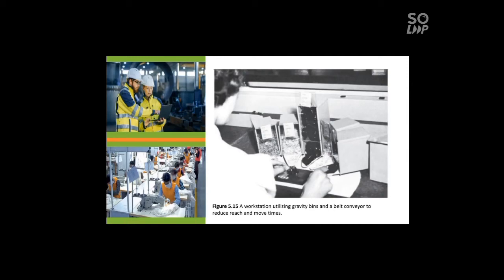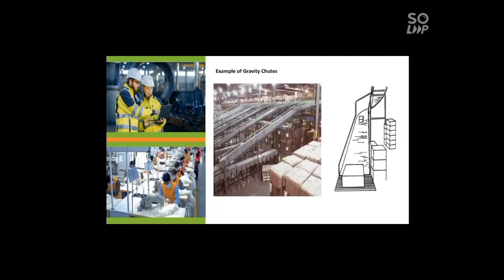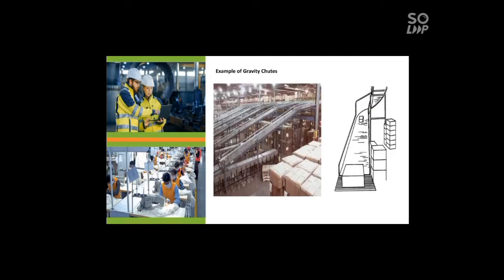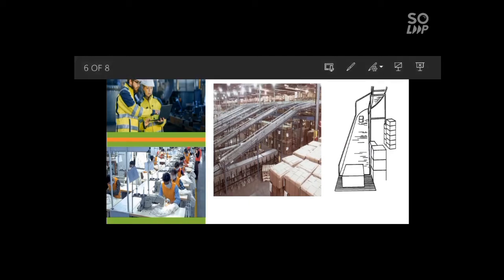Then at the back portion, it has a belt conveyor in which he will put his finished materials, and the belt conveyor will transport the finished materials to the stock area. So these are some examples of gravity bins and examples of gravity chutes. I think that's all for this topic.